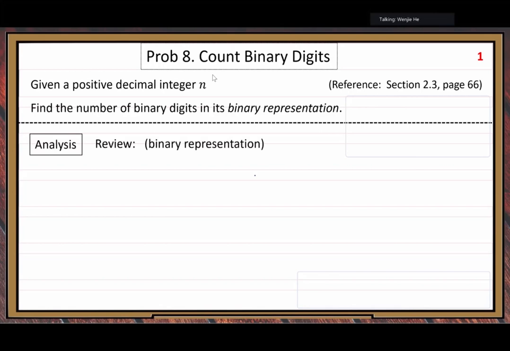Now, first, let us review the binary representation. That's the main formula we need to use in this question. Let's recall, in our discrete math, we learned this binary representation. How do we represent this integer n in the binary representation? Let's recall the formula. This is the formula.